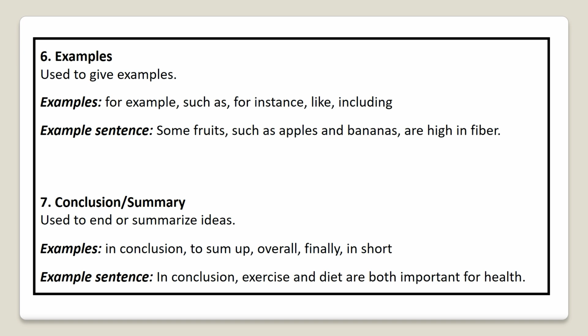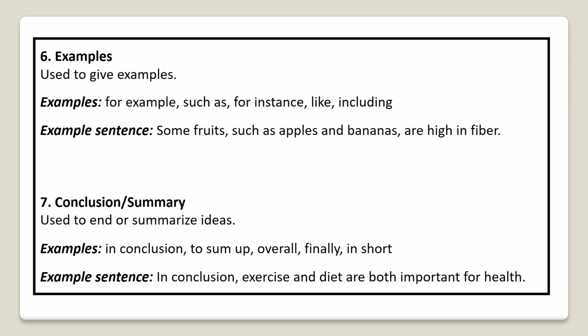Another one, number 6, is for giving examples. These connecting words are used for examples: for example, such as, for instance, like, including. These words are for providing examples. If we talk about a sentence, it may be: some fruits such as apples and bananas are high in fiber. Some fruits such as apple and banana are the examples. So the phrase such as is used to introduce an example.